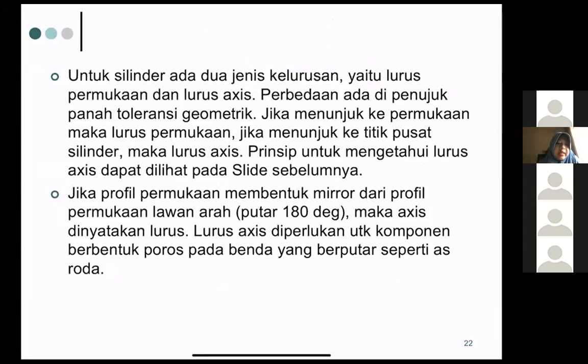Okay, and this is the additional note from the coordinator. There are two types of straightness, jenis kelurusan: lurus permukaan, the straightness of the surface, and the straightness of the axis. I think we have learned this before, yeah?